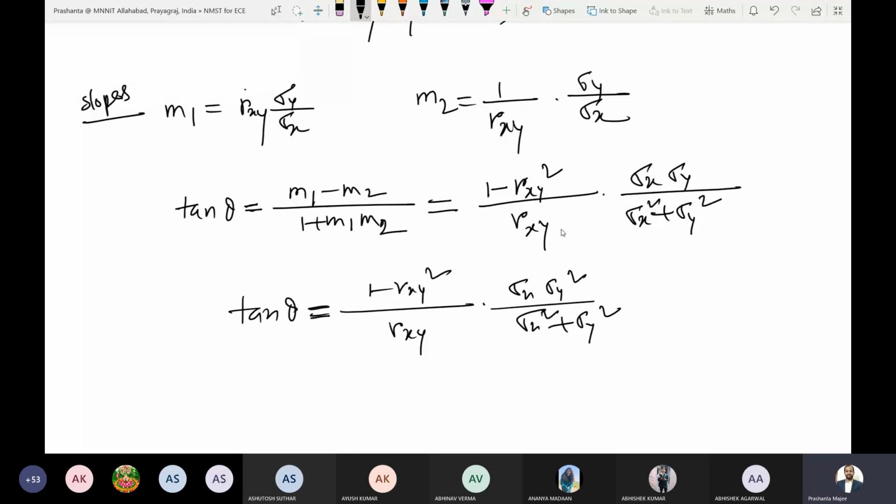So what do you know? When the angle between two lines of regression will be 0, that means they will be coinciding. When the angle between two lines of regression will be 0, when will tan theta be 0? Sigma x and sigma y are two real numbers. So when will that be 0? If this part is 0, 1 minus rxy square equals 0. What does that mean?